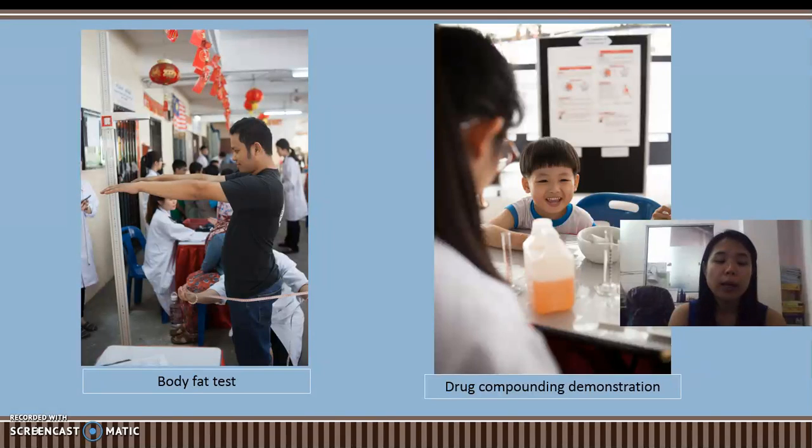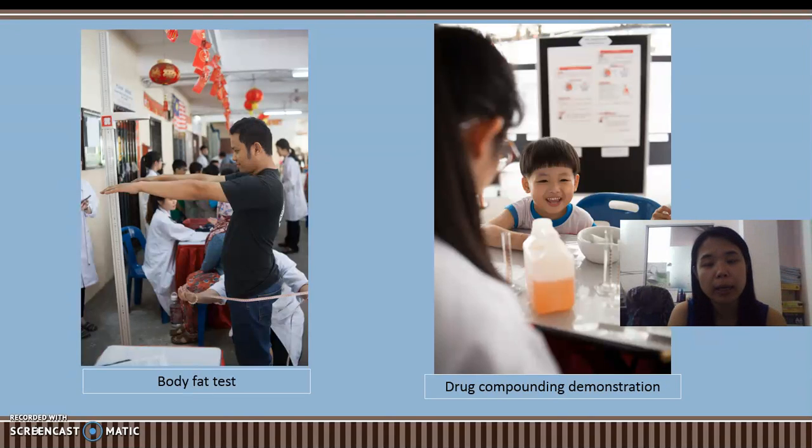And the next, the one on my left, is the body fat test, where our students take the chest, waist, and hip circumference in order to get the waist-to-hip ratio, so that the student will be able to advise whether the person is at higher risk of certain diseases, because we know that if you have an out-of-range waist-to-hip ratio, you are very prone to certain diseases. And the one on my right is the drug compounding demonstration.